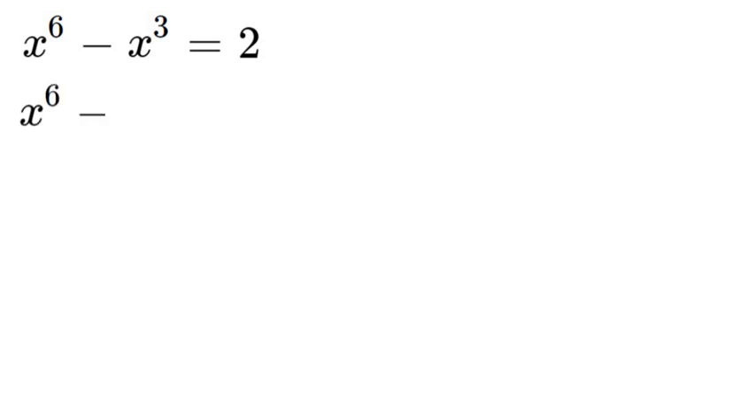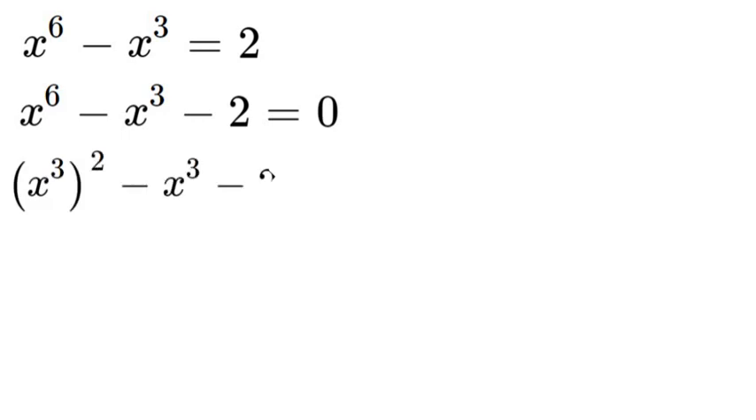So the first thing we're going to do is subtract 2 from the right side so that the equation is equal to 0. Now that we have done that, we are going to rearrange our x to the power of 6 so that it is x cubed to the power of 2 minus everything else, which stays the same. We are doing that so that we can change x cubed to a letter variable. So we're going to let x cubed be equal to y. It's a lot easier to solve for just y than it is x cubed.